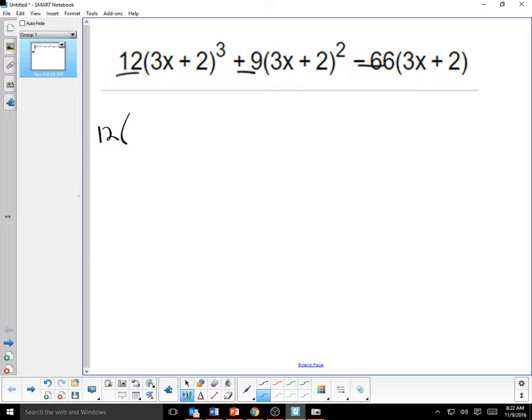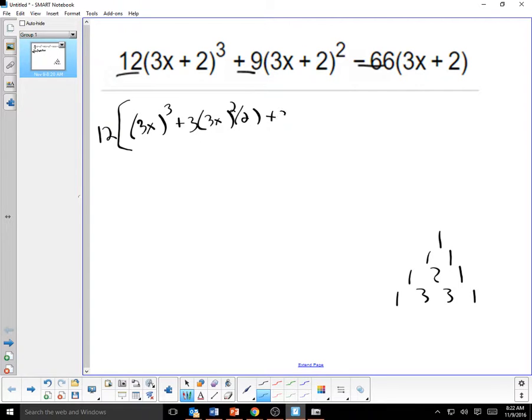Okay, so let's use our binomial expansion on this one. You guys know how to do that? This is to the 3rd power, so I'm gonna put a bracket here first. So it's gonna be 12 times. The first one cubed, which is 3x. What are the coefficients? Does anybody remember? 1, 1, 1, 2, 1, 1, 3, 3, 1. So this should be 3 times 3x to the 2nd times 2 plus 3 times 3x times 2 to the second plus 2 to the third. Right? That's the first one.